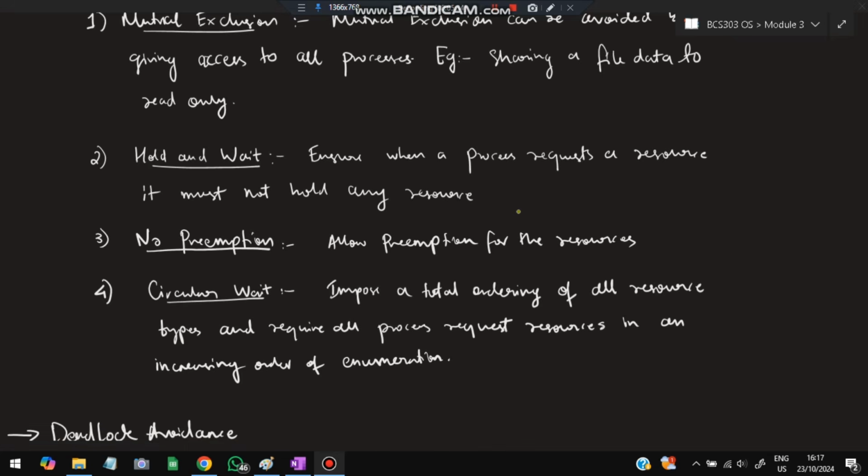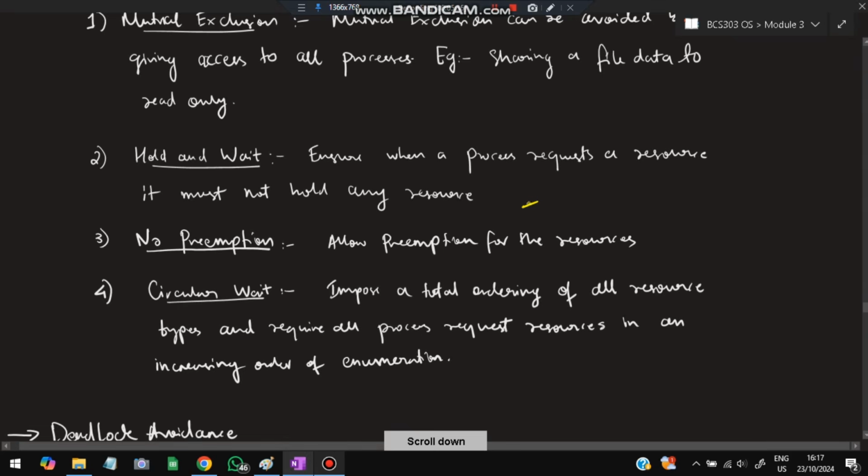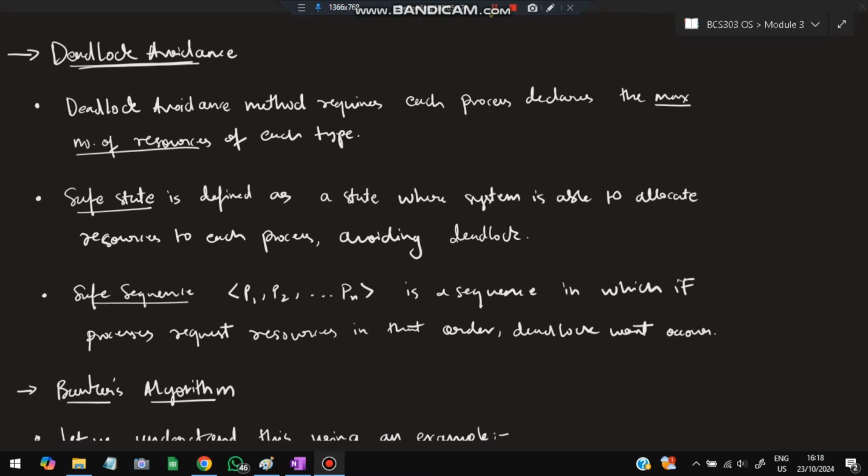Next one is deadlock avoidance. How do you avoid a deadlock from happening? Okay, so to avoid a deadlock, what we need to do is have a system setup in which the deadlock will not happen. Okay, so let's have a look at what concepts are present.